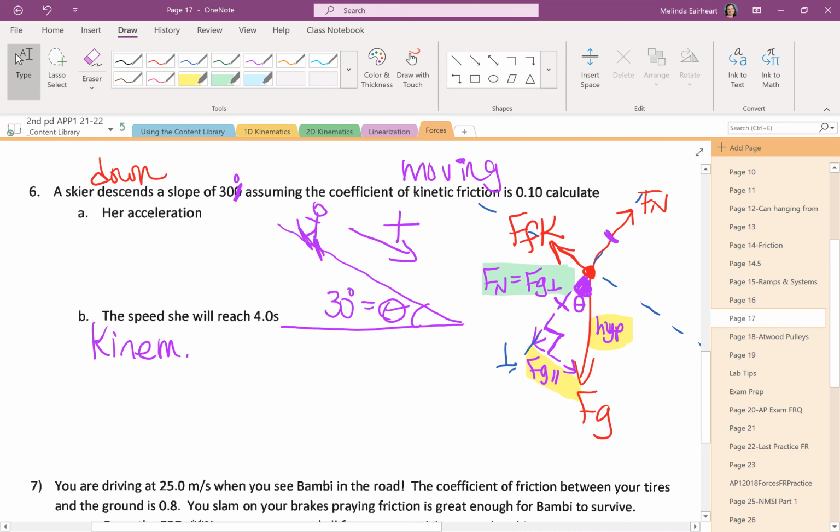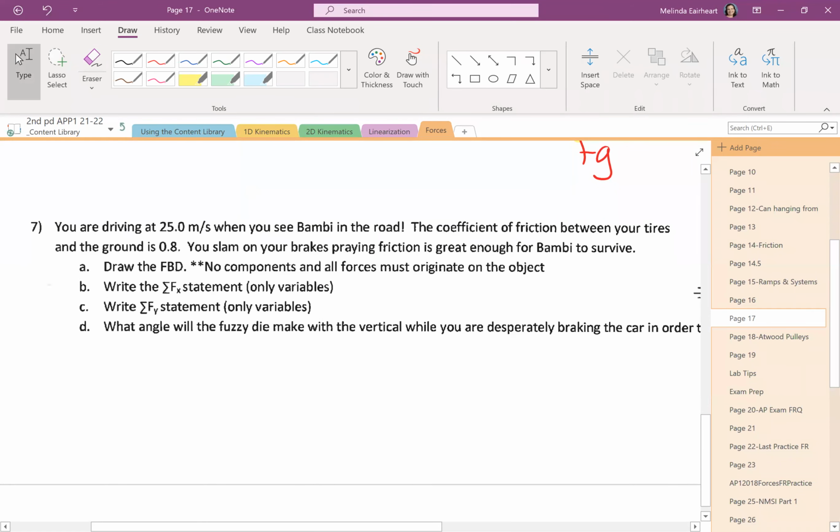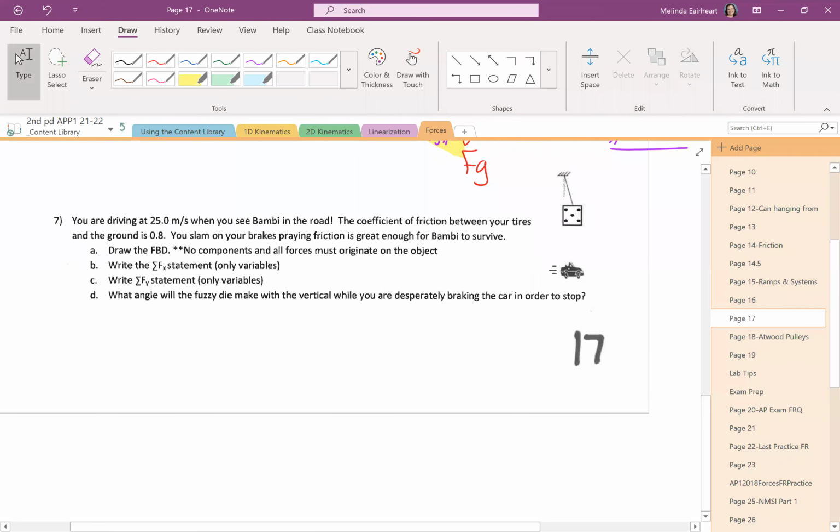All right, I'm going to skip over the kinematics. Hopefully y'all can do that part by now. Let's take a look at number 7 and then we'll move on to lab. Number 7, not a ramp. So we're going back to just typical angles, okay? We did that with, I guess, the first half of forces.